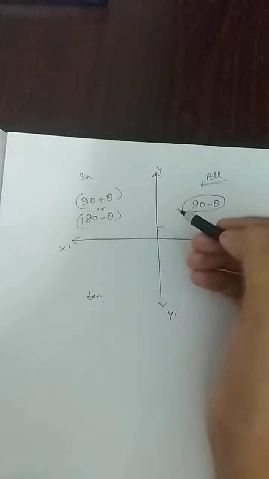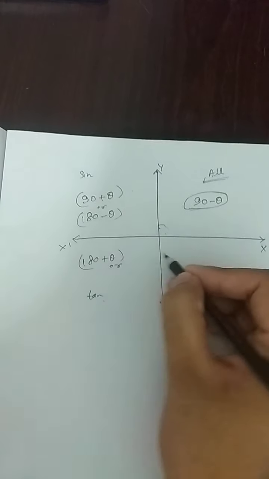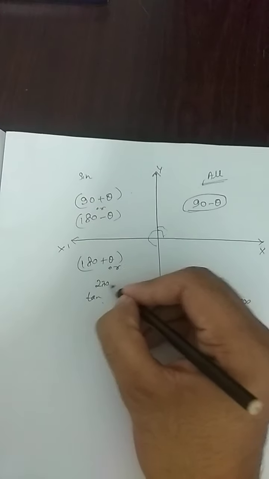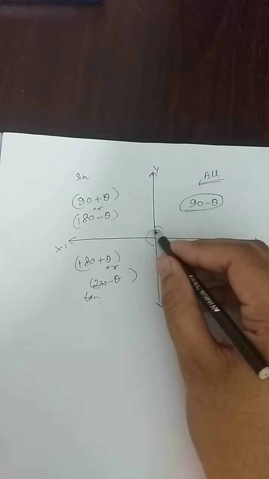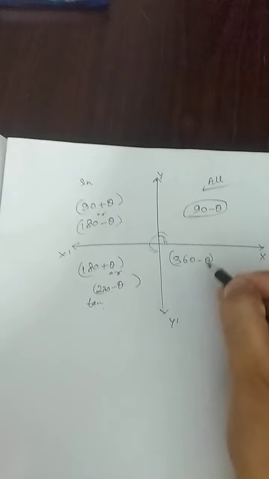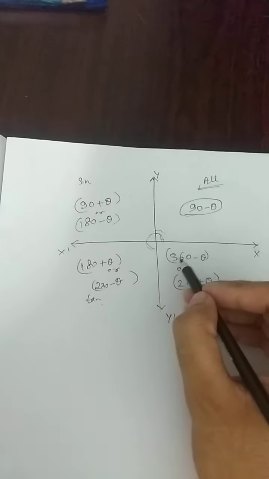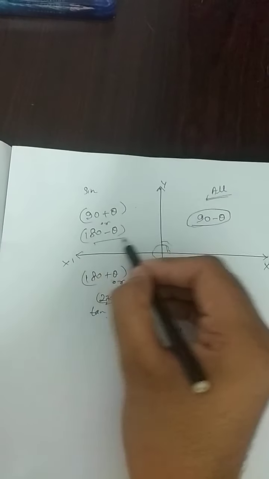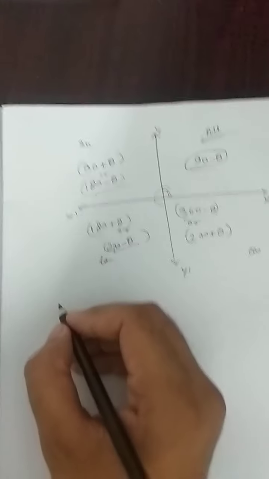In the third quadrant, 180 plus theta, or, as this total angle is 270 degree, therefore 270 minus theta. And in the fourth quadrant, this total angle is 360 degree, therefore 360 minus theta or 270 plus theta. So the ratios for 360 minus theta, 270 minus theta and 180 minus theta can easily be derived from the previous concept. I am just showing one.